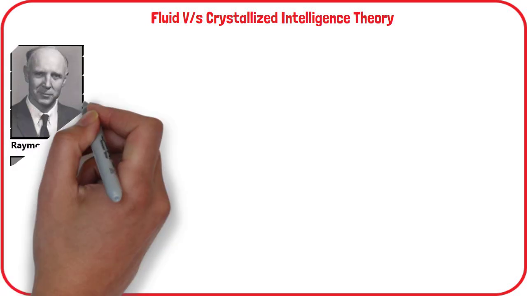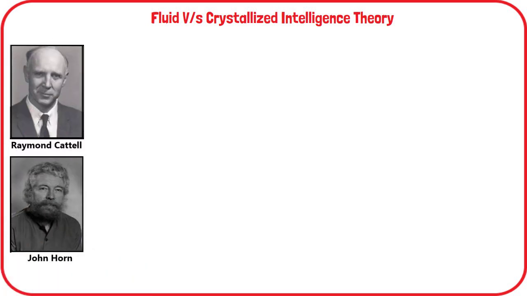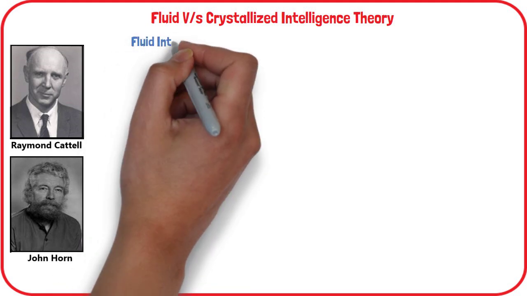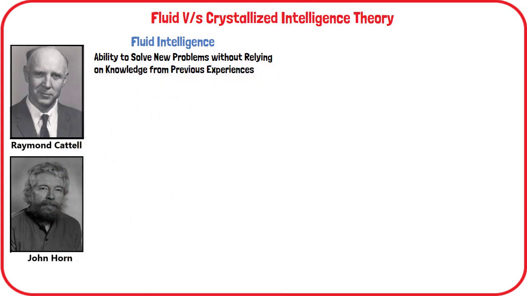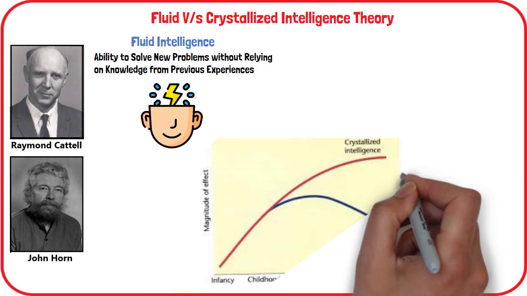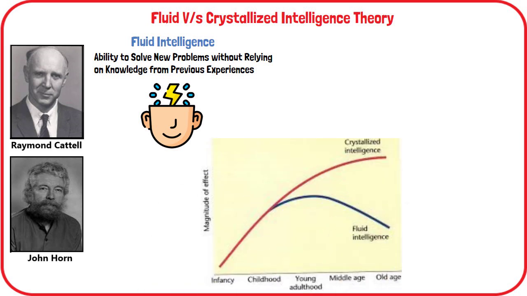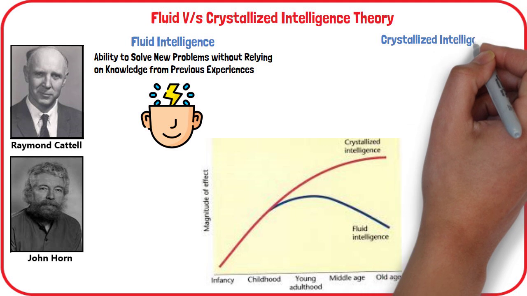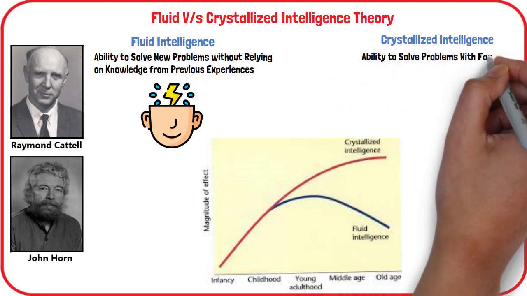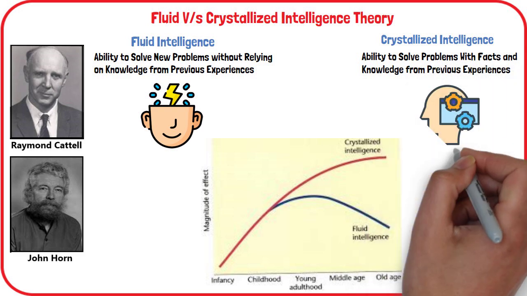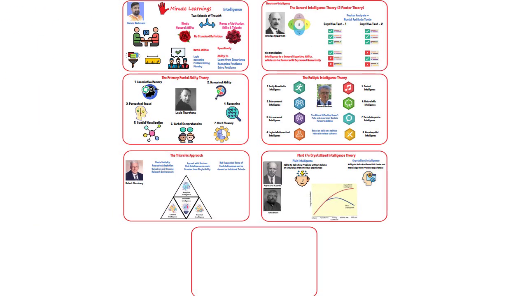Fluid versus crystallized intelligence theory. Psychologist Raymond Cattell, along with his student John Horn, created the theory of fluid versus crystallized intelligence. Fluid intelligence involves the ability to solve new problems without relying on knowledge from previous experiences. According to the theory, a person's fluid intelligence declines as they get older. Crystallized intelligence, on the other hand, increases with age. This type of intelligence is based on concrete facts and experiences.